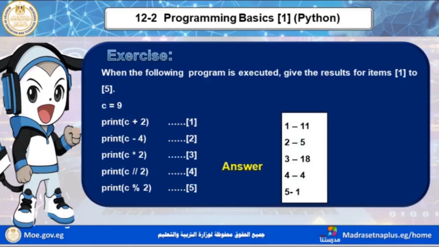So see the results. 9 plus 2 is equal to 11. 9 minus 4 is equal to 5. 9 multiplied by 2 is equal to 18. 9 quotient 2 is equal to 4. And the remainder of dividing 9 by 2 is equal to 1.